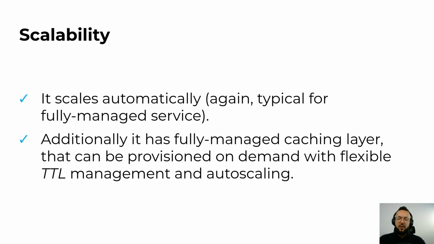However, in terms of API, there is an interesting challenge: you would like to have a caching layer built into your API in order to not resolve some queries too frequently. And actually, AWS AppSync gives you that ability as well. You can have a fully managed caching layer that can be provisioned on demand with flexible TTL management and also auto-scaling. So it's a pretty interesting service in the sense that you can have an auto-scaled and fully managed caching layer for your API.